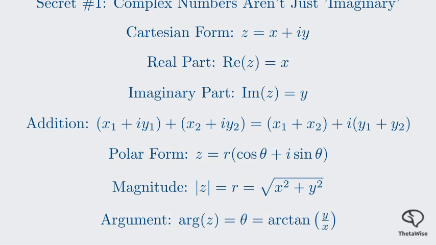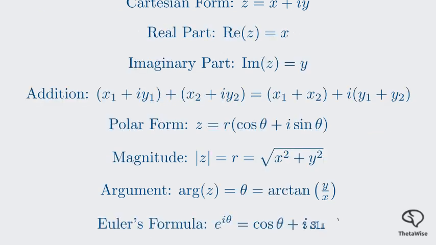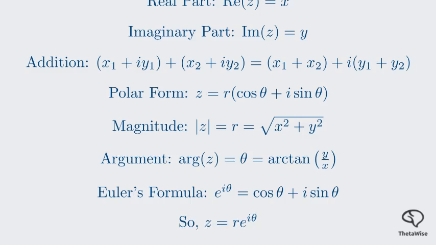A complex number z can also be represented by its magnitude, or length, r, and the angle, or argument, theta, it makes with the positive x-axis. The formula that connects these forms, and is arguably the most beautiful formula in all of mathematics, is Euler's formula. It states that cosine theta plus i sine theta is equal to e to the power of i times theta. This means we can write any complex number z as r times e to the i theta.